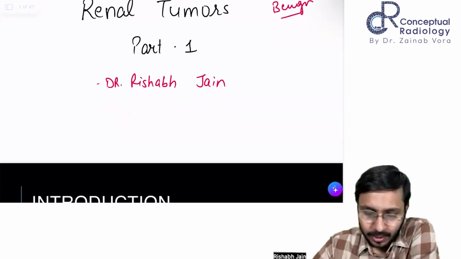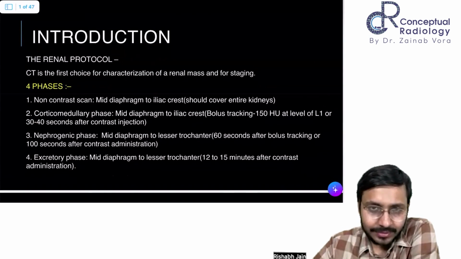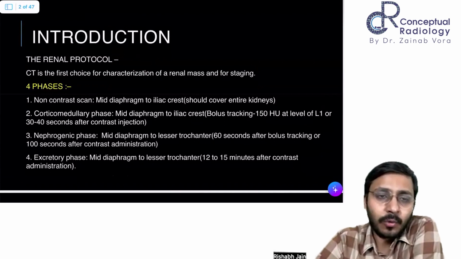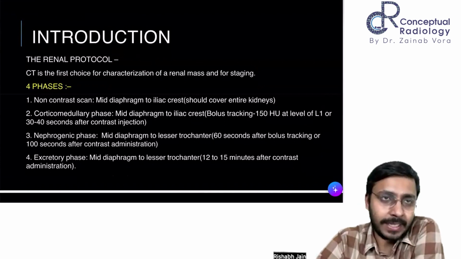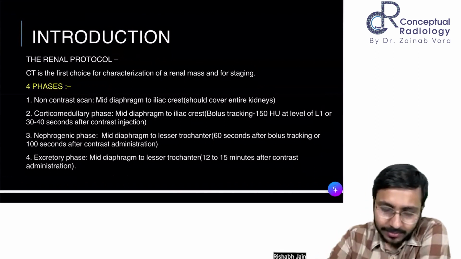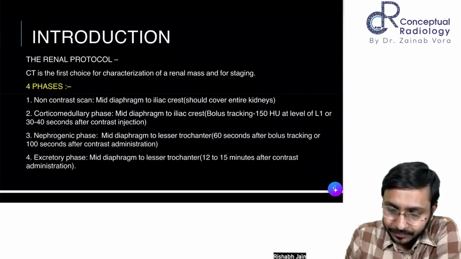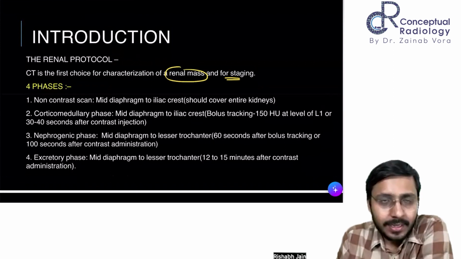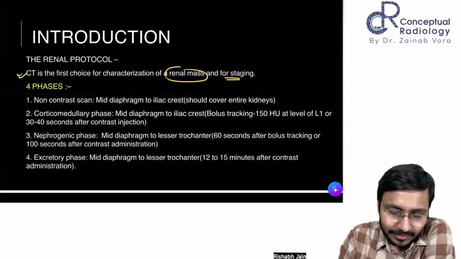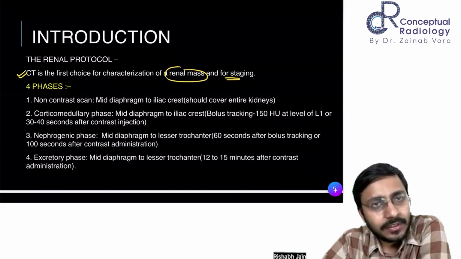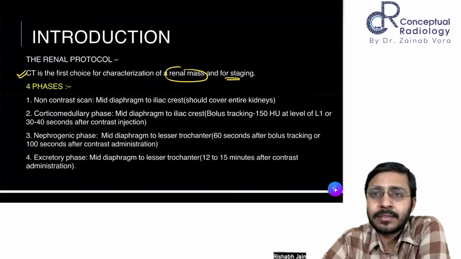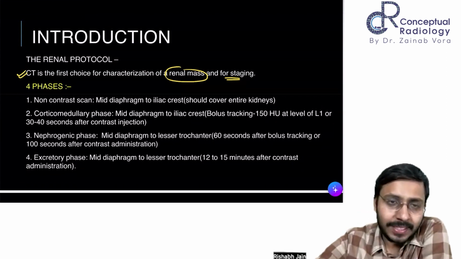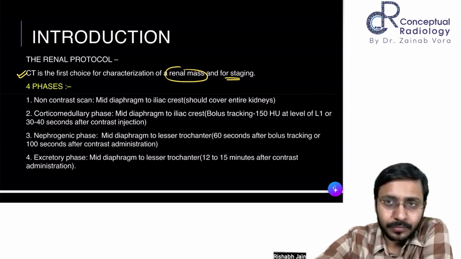Now, whenever we talk about renal masses, first we have to learn how we acquire a renal mass protocol CT. Remember, for any renal mass, for its diagnosis and its staging, CT is the investigation of choice. So CT is the investigation of choice as far as renal masses are concerned. Now, what is the CT protocol that we follow?